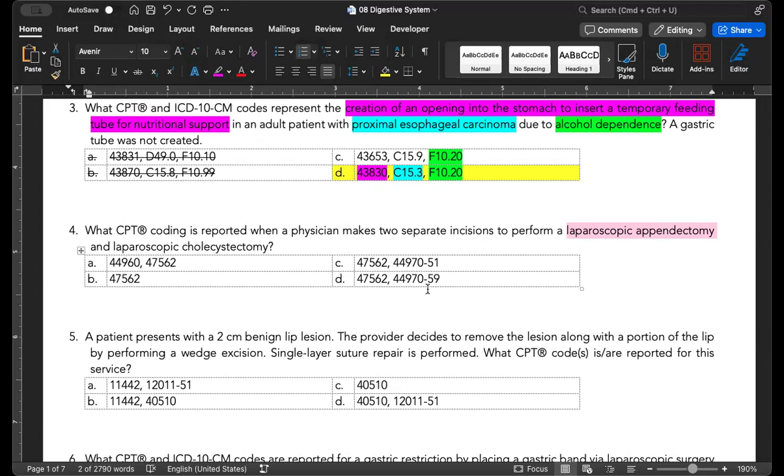So let's look at that 44970, which is again your surgical laparoscopic appendectomy. So that one is that. And then your 47562.